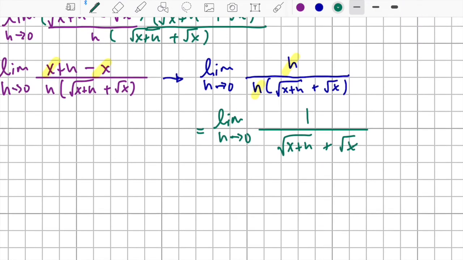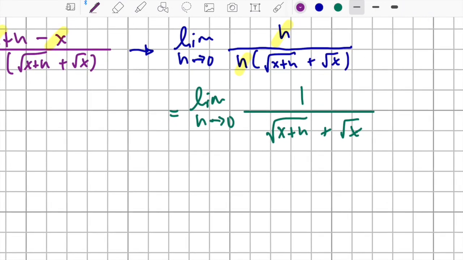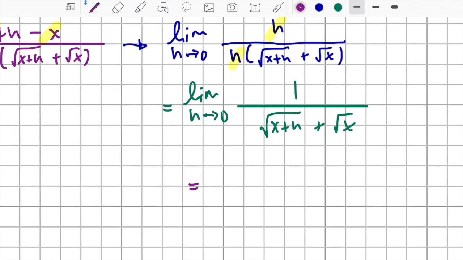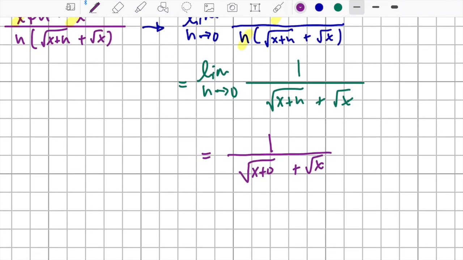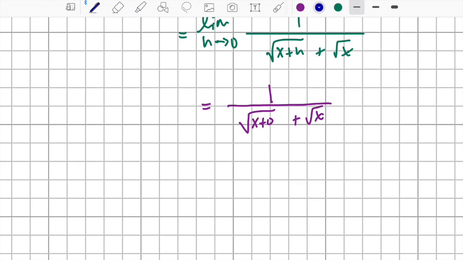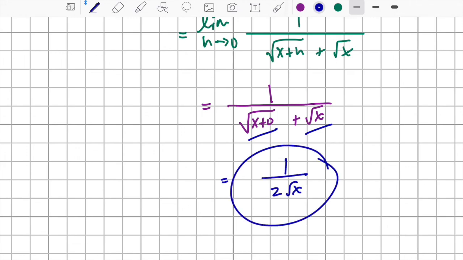Now we can evaluate the limit. This is where the calculus comes in. So what we're going to do is replace the h with 0. And then we do not write the limit sign anymore. So it'll be 1 over square root of x plus 0 plus square root of x. Well, the square root of x plus 0 is just square root of x. So if I have square root of x plus square root of x, that gives me 1 over 2 square root of x. And there you go.